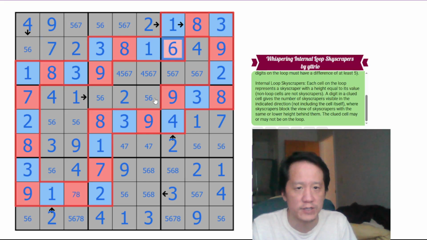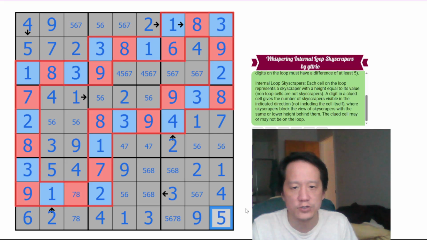This is 7, which makes this a 6, which makes that a 5, which makes that a 6, which makes that a 5. This can't be 5 or 6 here. This can't be 6 here. So this must be 5, which makes that 6, which makes that a 5. None of these can be 5, and this can't be 6. This can't be 5. And this can't be 6 either because of the 6 in the column.